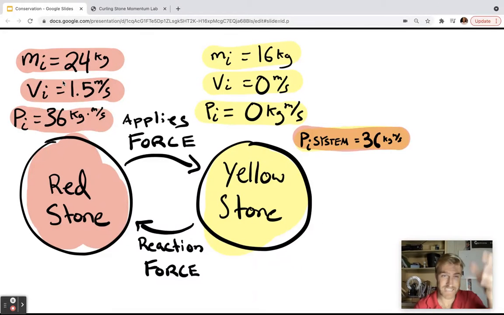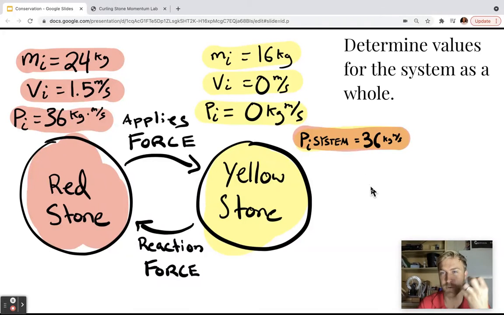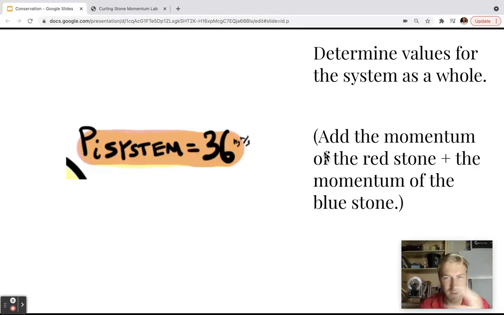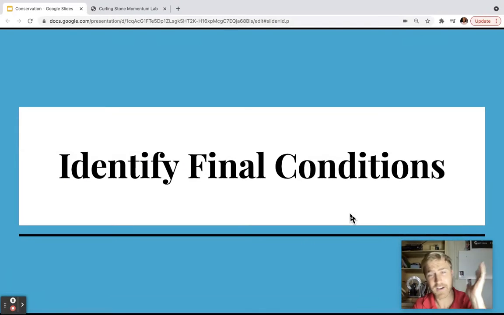The next thing I did is I calculated the mass times the velocity to get our momentum. And I did that for both stones. And I calculated not the momentum for just the red and just the yellow, but for both the red and the yellow together as a system. And I get the initial momentum for the system. And that equals 36 kilograms meters per second. So we want to determine the values for the system as a whole. And all we do is we add the momentum of the red stone plus the momentum of the blue, that should say yellow stone.